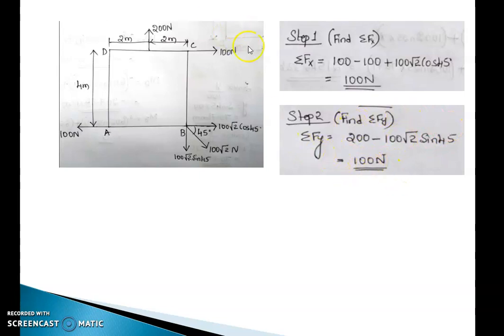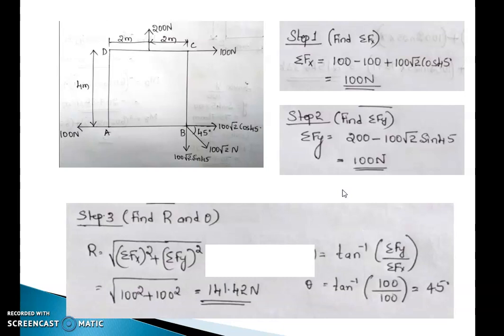Once after finding summation of f of x and summation of f of y, our next part of the job is to find r and theta. As we know, the equation for r is nothing but the square root of summation of f of x square plus summation of f of y square.